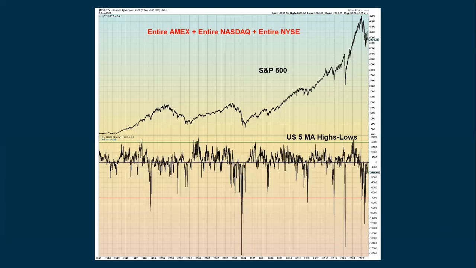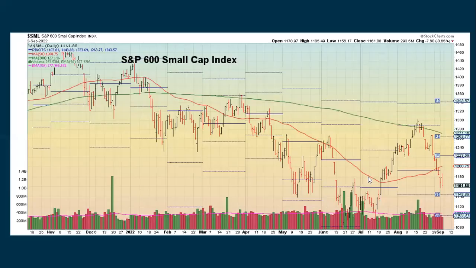Looking at some indexes, this measures the American Stock Exchange, the NASDAQ, and the NYSE, looks at their highs minus lows, and then calculates a 5-period moving average. When we're above the zero line, that's positive. Well, we're starting to break down here. So on a broad basis, this is showing some weakness, but we're not necessarily extreme. This is potentially one of our scenarios that we put into play when we get a really extreme negative reading. We're not extreme right now, but it is showing some weakness.